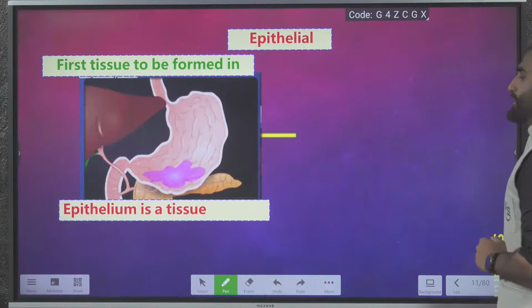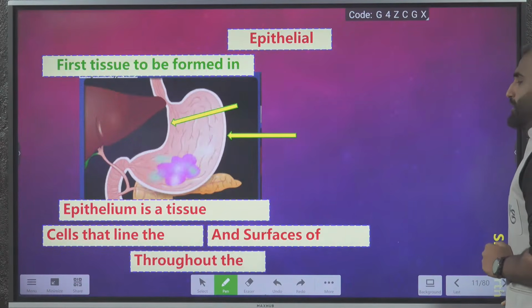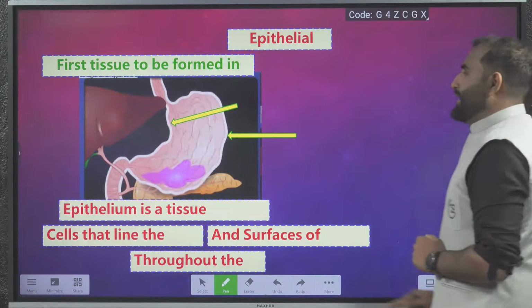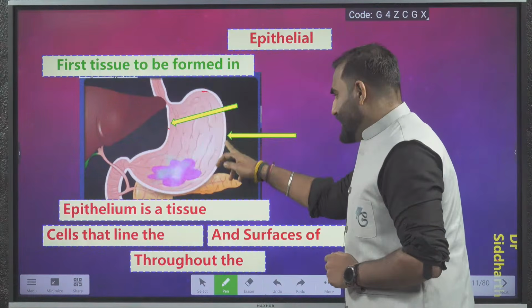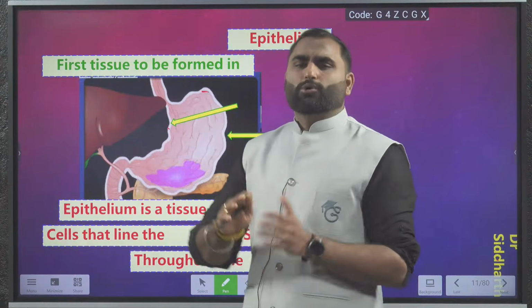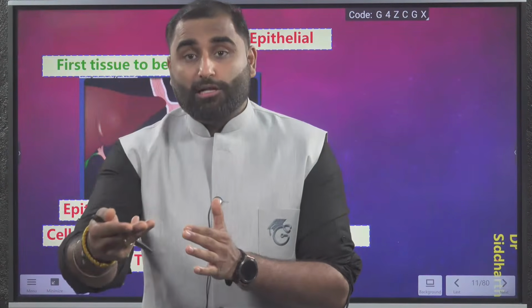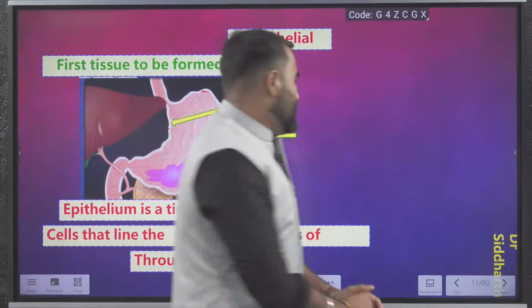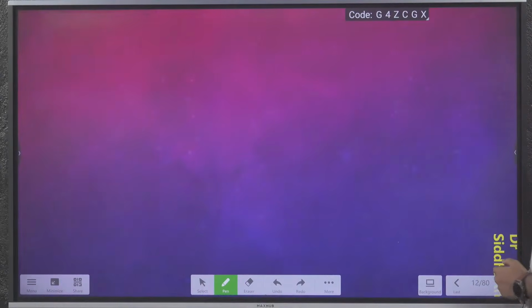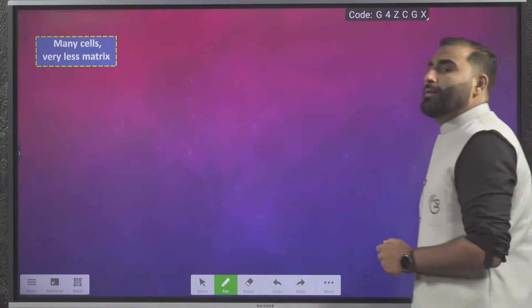So epithelial tissue not only lines the external wall, it also lines the internal wall. Same definition we are repeating. Are we clear with this? Okay, moving ahead. Surfaces of hollow cavities and organs. Come on, now one by one.